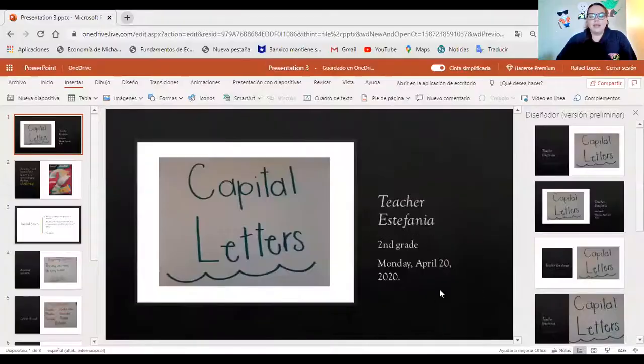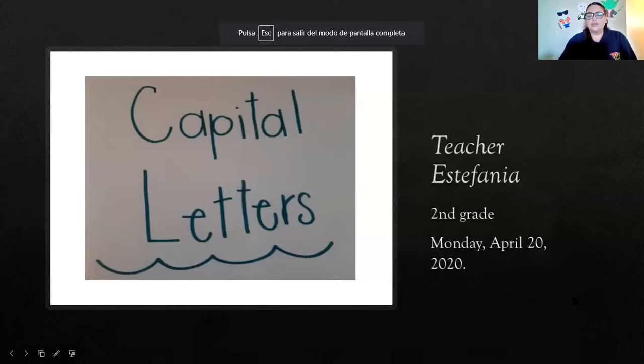For today's subject, we are going to start with language. I'm going to play a slideshow where I'm going to explain the theme, capital letters. Let me play the slideshow for you. Here is the slideshow. Okay, capital letters.